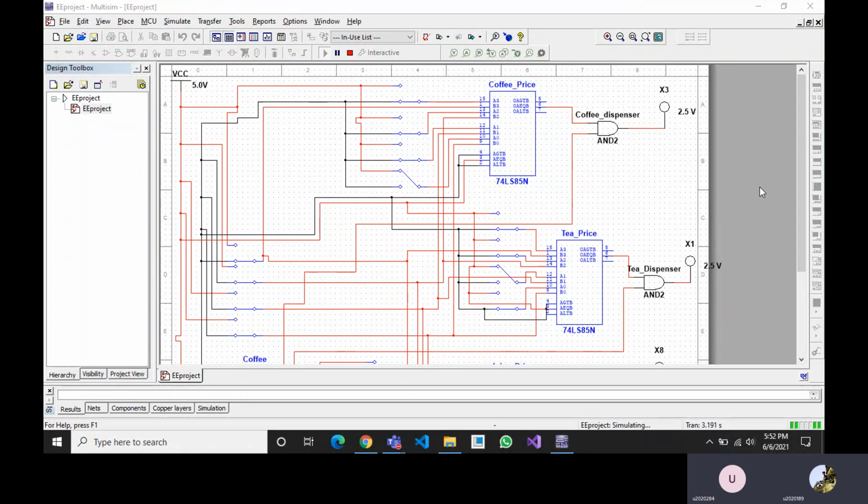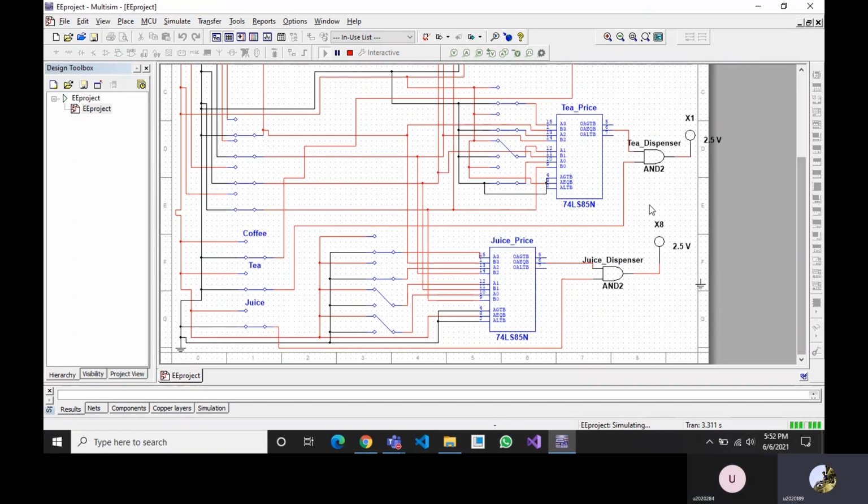Assalamu alaikum everyone, I am Jawad Ali and I will be presenting the component specification and the working of our project. Our project is divided into two parts. Here is the bank and here is the dispenser, and this is the interface. If the user wants to buy any item from coffee, tea or juice, firstly he will press the button of the item which he wants to buy.